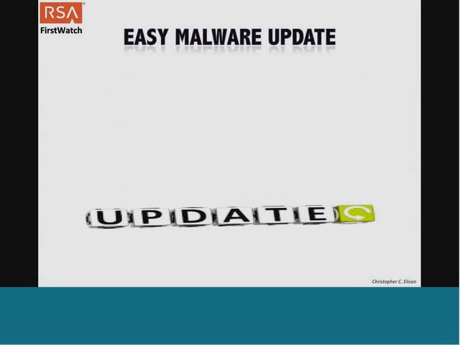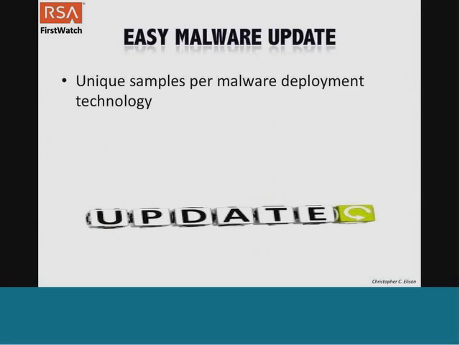So when it comes to easy malware update, there are unique samples per malware deployment technology. You could have unique malware samples. So what's a malware deployment technology? It's the technology used by the attackers to have their malware creation reach the target. Just reach the target, not really have it execute on the target, but just reach the target. So what are examples of malware deployment technology?